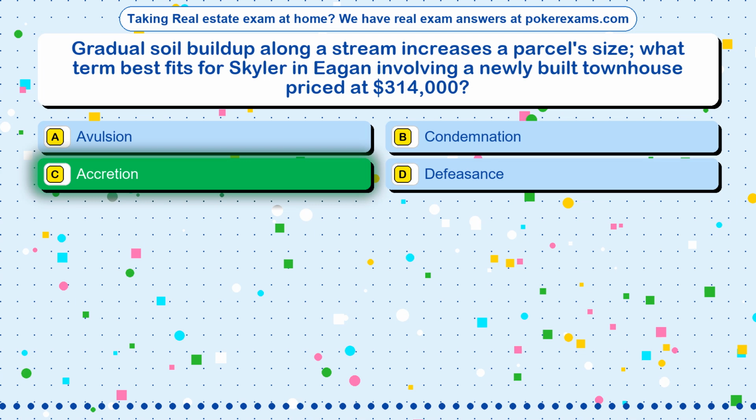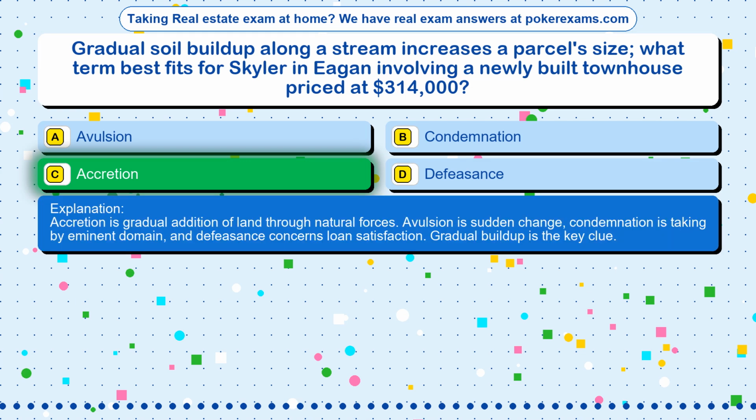The correct answer is option C. Accretion. Accretion is gradual addition of land through natural forces. Avulsion is sudden change, condemnation is taking by eminent domain, and defeasance concerns loan satisfaction. Gradual buildup is the key clue.